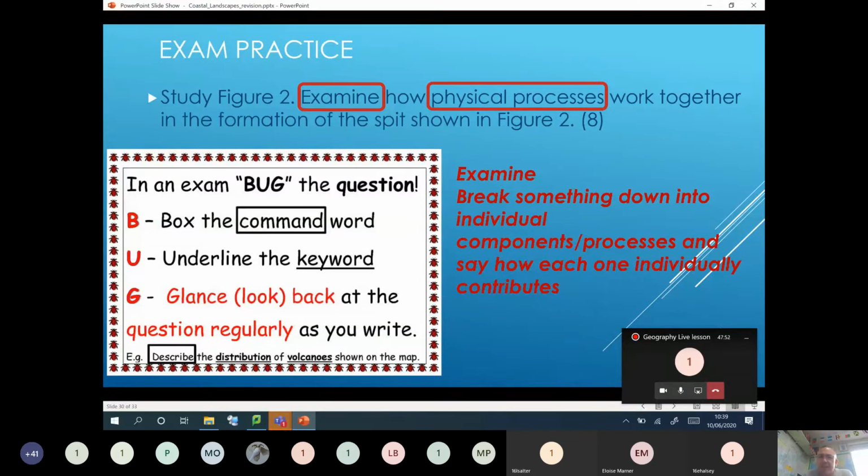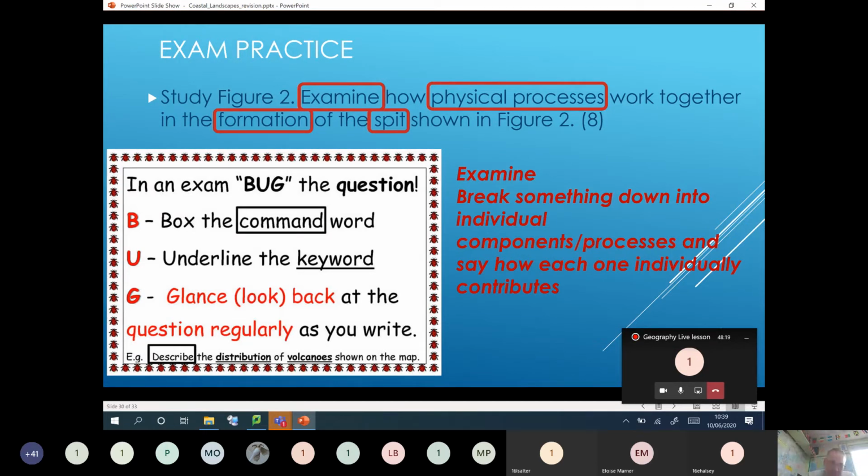So the next key words we could underline, physical processes. We know the physical processes that we go on. I talked about them last week, repeated them today. You specifically name those processes. It's a formation question. So how is it made? So what physical processes, how do they work together to make a spit?